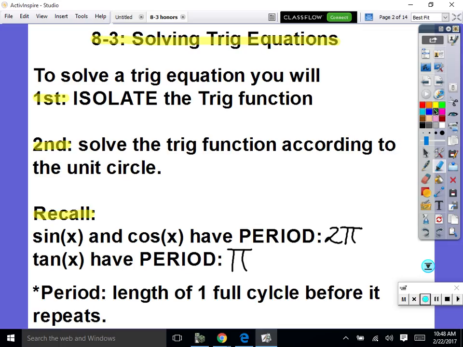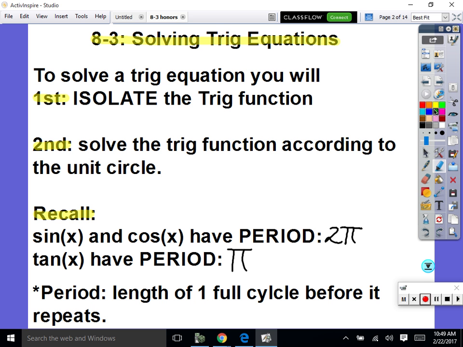So today we're going to be solving trig equations. We solve trig equations just like we solve other algebraic equations, pretty much. To solve a trig equation, you'll first isolate the trig function, get it all by itself. That's basically isolating the variable. Then second, solve the trig function according to the unit circle if possible. We want exact answers if possible. If not possible, that's when you will do the inverse to find x, but only if you cannot find exact answers using the unit circle. So it's just algebra, then solve using the unit circle.